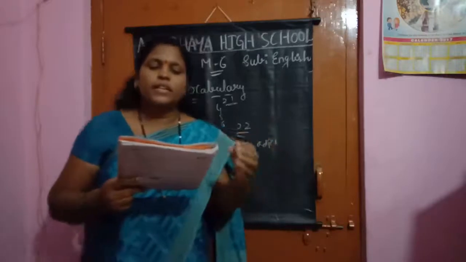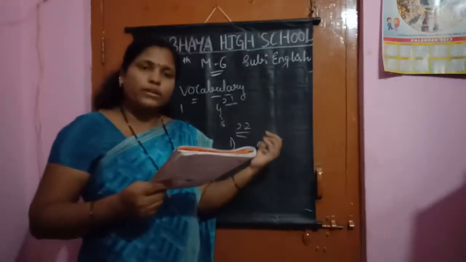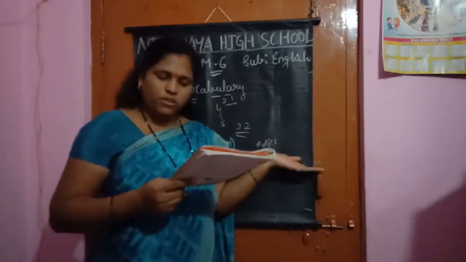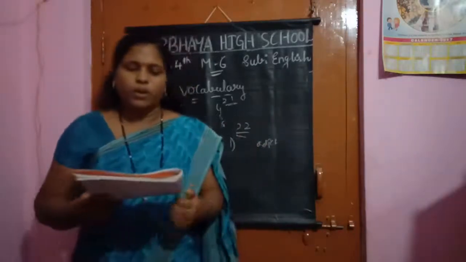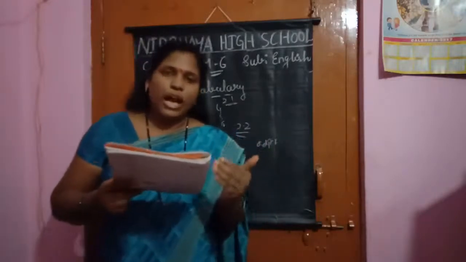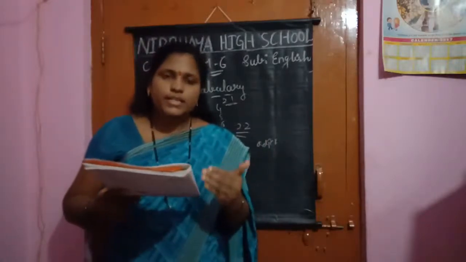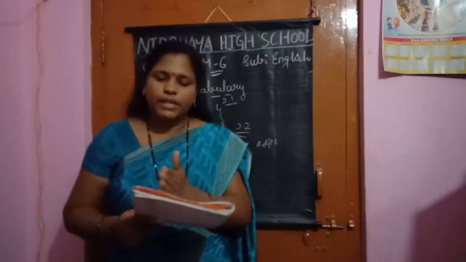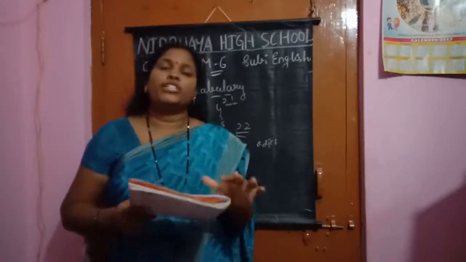Means you should write here: first parts of speech, meaning, synonym. You should write them for six words: cheerful, huge, amusing, swiftly, scent, gift. For the six words, you should write parts of speech, meaning, synonym. In your dictionary only you will have it.